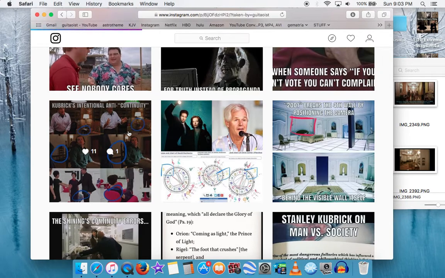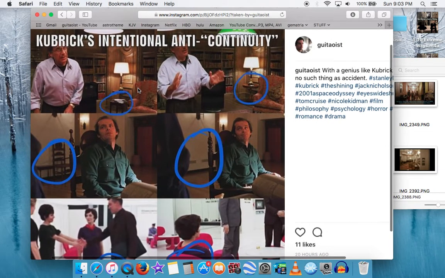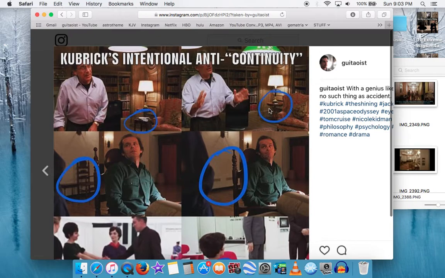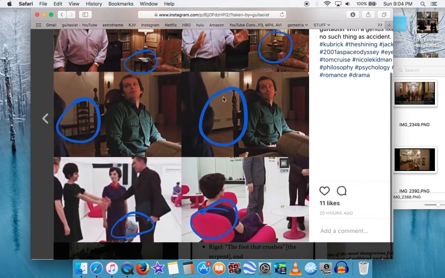And Kubrick's movies have a lot of anti-continuity. In Eyes Wide Shut, every time the newspaper is gone, when this character starts talking, every time the newspaper is gone, like right here, means he's telling a lie. And whenever the newspaper is there, it means he's telling the truth about something. Just rewatch that scene at the very end of Eyes Wide Shut. You'll see what I'm talking about.